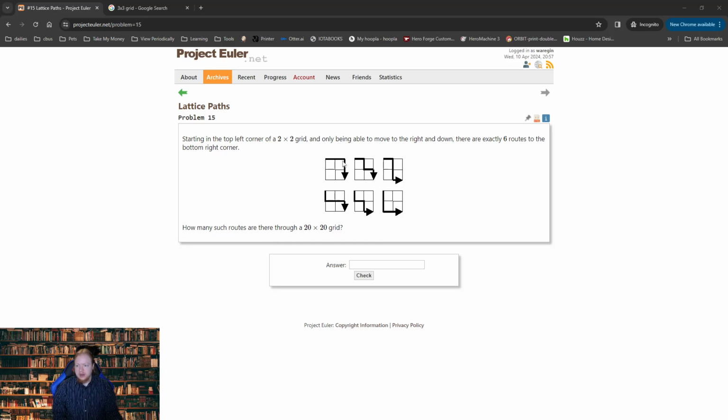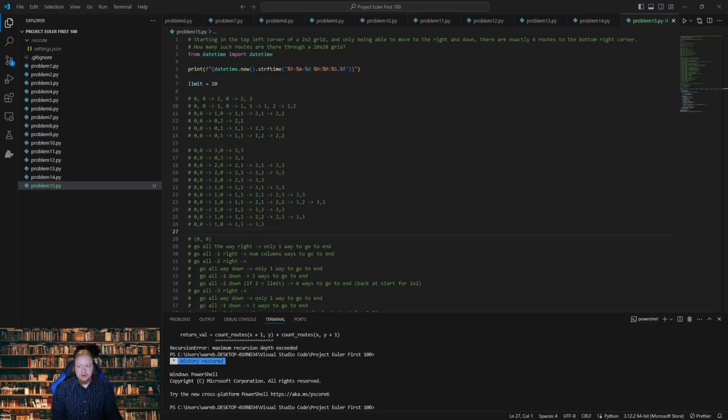So, full disclosure, I spent quite some time on this yesterday. Did not really get anywhere, but trying again today, and I've thought of sort of a new approach to using recursion. So let me pull up the code. Okay, so here's everything that I did yesterday.